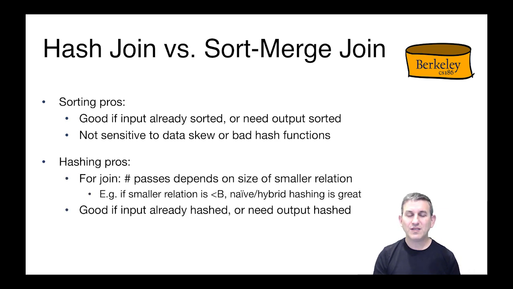Now, hashing pros. Note that for join, the number of passes depends only on the size of the smaller relation. If the smaller relation is really small, it fits in memory, then naive or hybrid hashing is going to be very efficient, and it's definitely the algorithm of choice because S only needs to be scanned once, even though it may be very, very big. It's also good in hashing, obviously, if the input's already been hashed for some reason, or we need the output hashed, say for a group by. And so hashing has those pros as well.